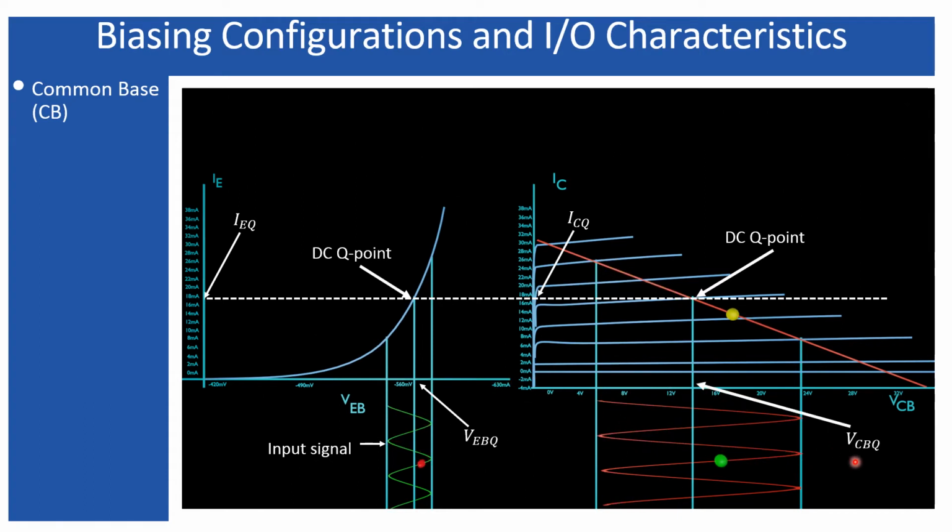this is the collector to base voltage at the Q point. Only voltage amplification can be achieved from the common base, but not current amplification, because output current is defined by IC and input current is defined by IE. Now, since the output current is equal to IE, as I have considered the ideal case, the current gain, which is output current divided by input current, cannot be greater than unity.